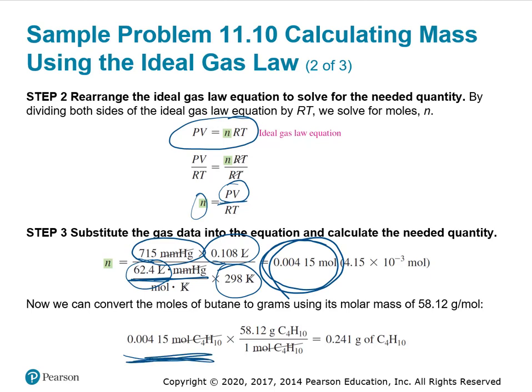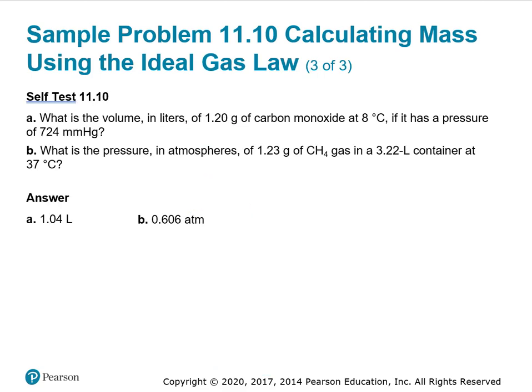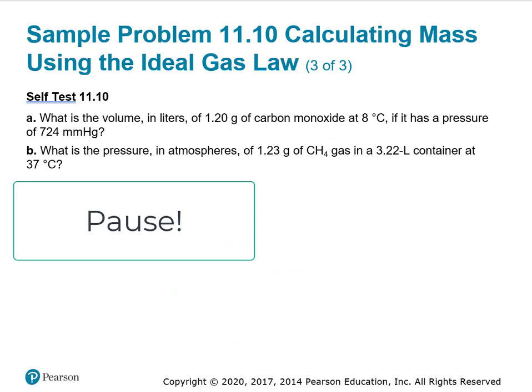And then I'm going to take that moles of butane and go from moles to grams. I added up 4 carbons and 10 H's to get 0.241 grams of butane. Pause here to figure out A and B.